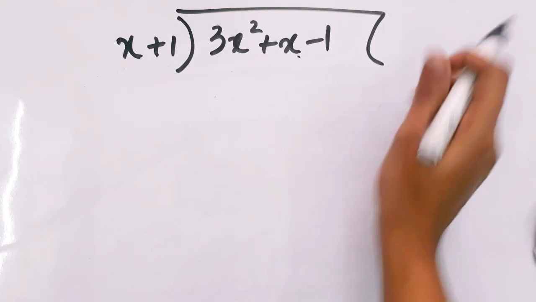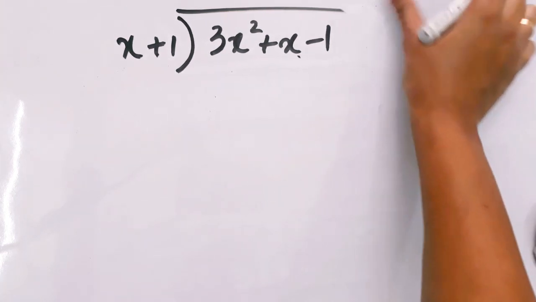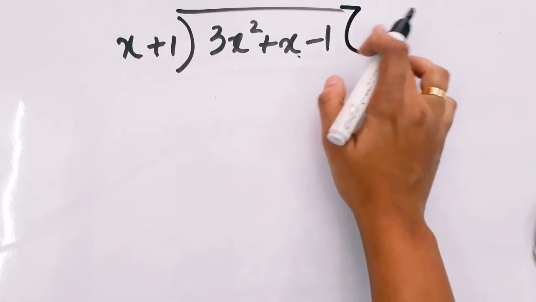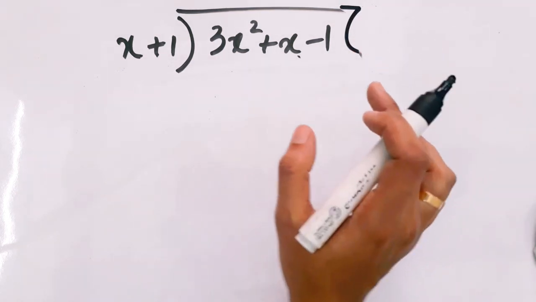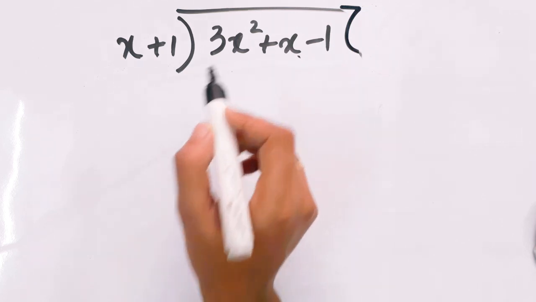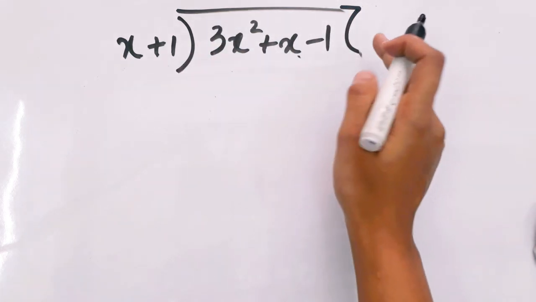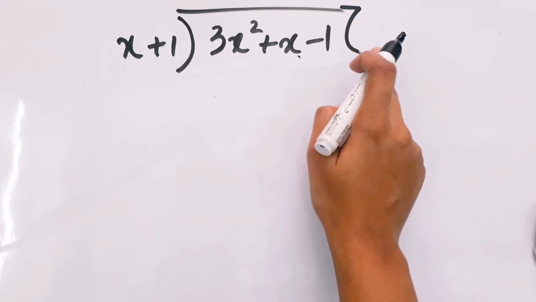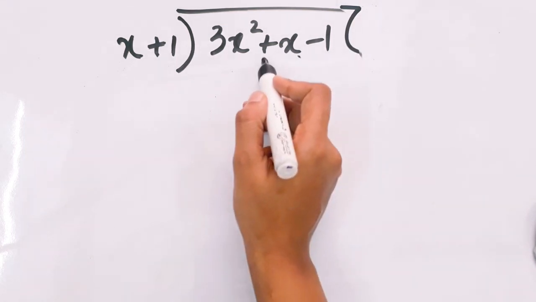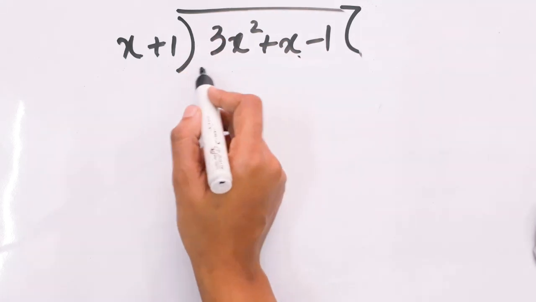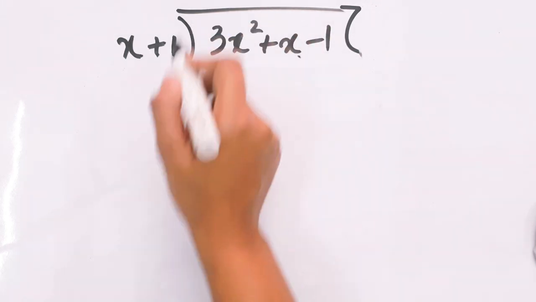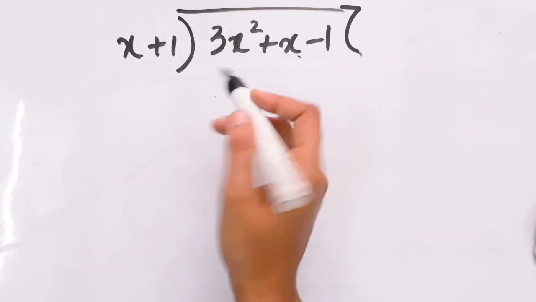To get the first term of the quotient, the first step is to check the descending order. The next step is to get the quotient. Your aim is to always eliminate the first term of the dividend, this term. I want to eliminate it. So how can I eliminate it?